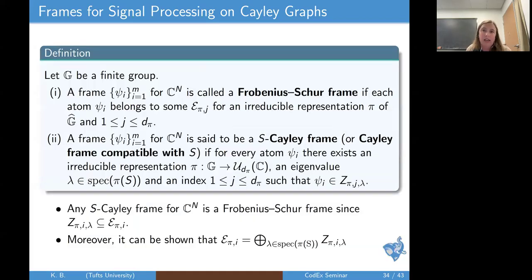And how are these related? Well, it turns out that our coefficient space Z pi I lambda, those linear combinations of coefficient functions, is just a subspace of the coefficient space E pi I. So any S Cayley frame is in fact a Frobenius-Schur frame. And moreover, we can show that there's an orthogonal decomposition of our coefficient spaces even one step further into these Z pi I lambda spaces, indexed over the spectrum of this pi S.